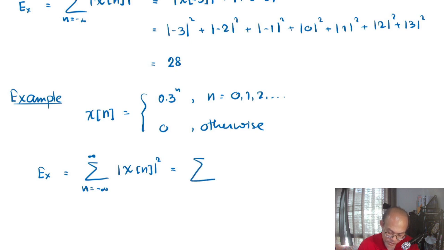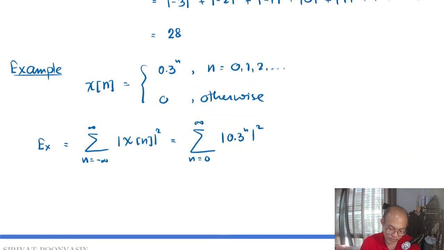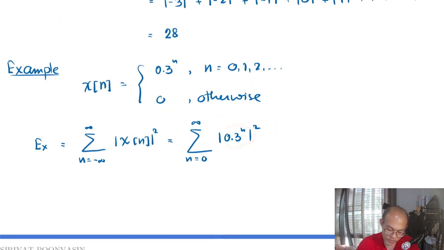The magnitude of x is 0.3 to the n, squared, where n now has to go from 0 to infinity. The reason I have to start at 0 is because the value of x is legitimate only when n starts from 0. If n is negative, the value of x is 0, so I don't have to write that one down. The absolute value of 0.3 to the n is just 0.3 to the n. So I have this to the second.